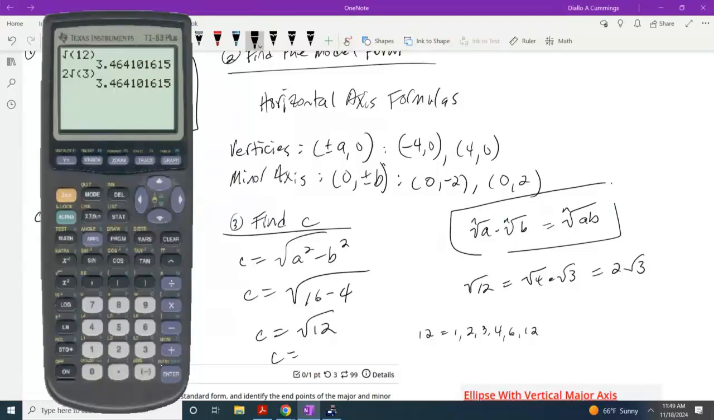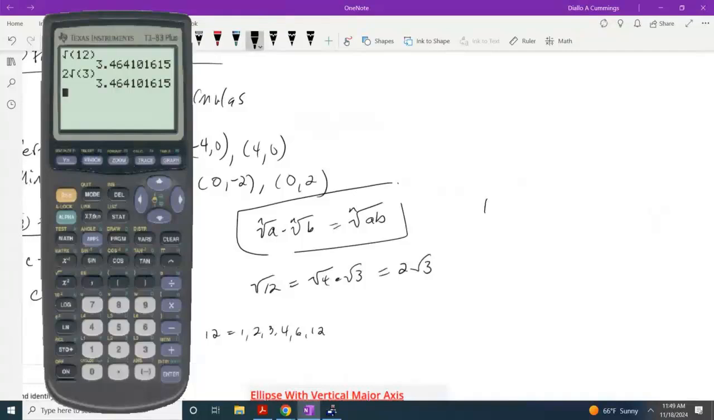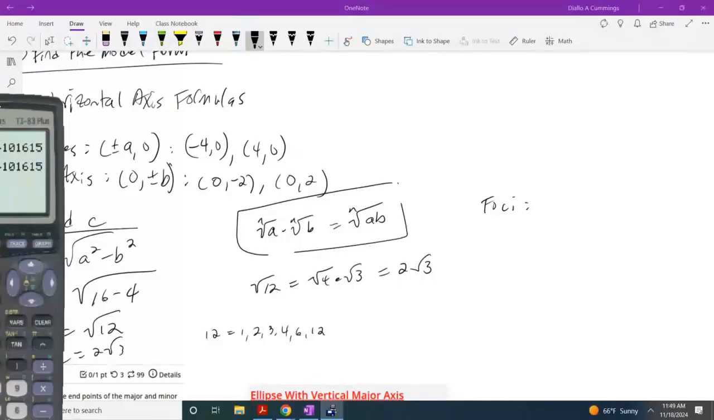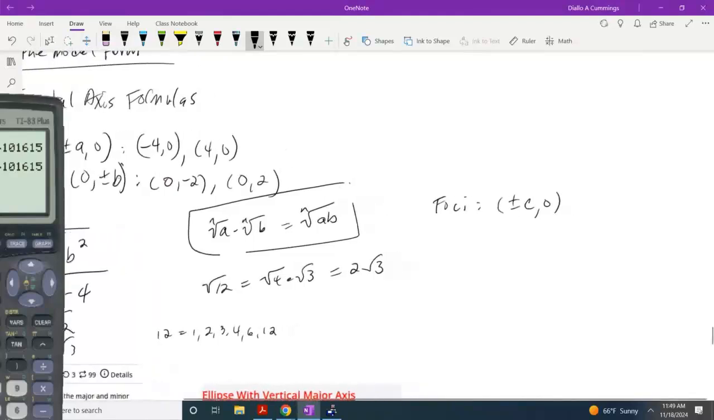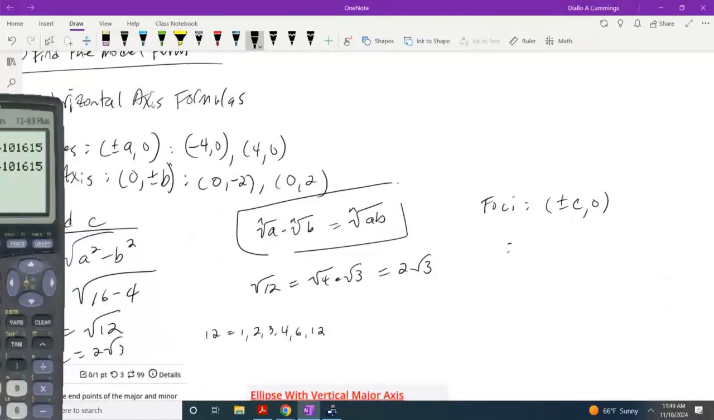All right, so if c is 2 times the square root of 3, then our foci points are plus or minus c comma 0. Right, those are the coordinates for the foci for an ellipse with a horizontal axis. So the foci would be located at negative 2 square root of 3 comma 0 and positive 2 square root of 3 comma 0.